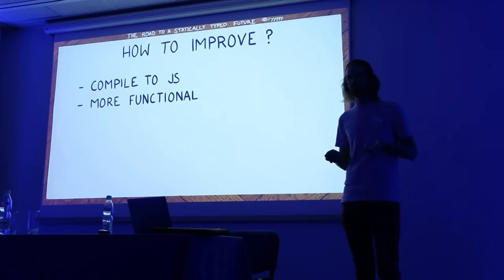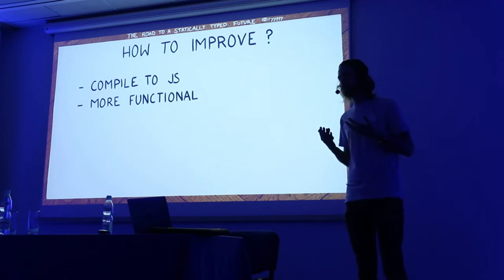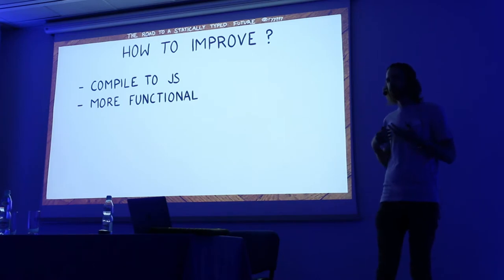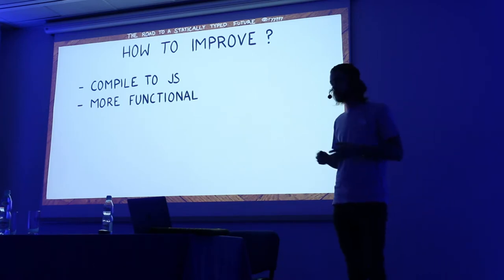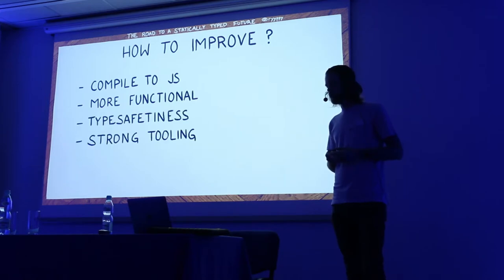My problem with TypeScript is that it's not really functional, also that the type system is not as sound as Flow. So they did some compromises where certain subtyping behavior is not well typed. And I don't like the idea of leaving loopholes just for the sake of developer experience. So I want the type safeness. I want strong tooling where I can have auto-completion and all the stuff which is very useful.